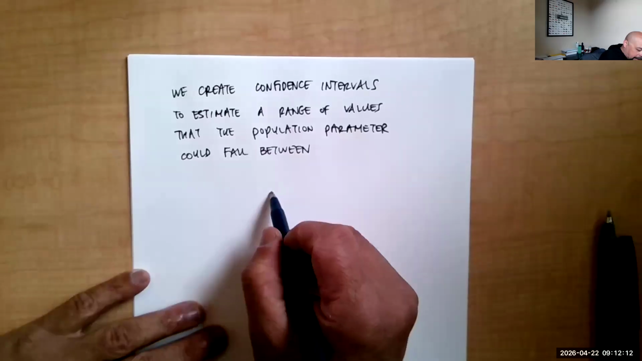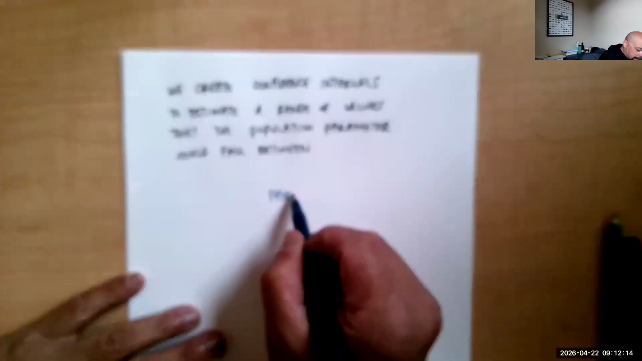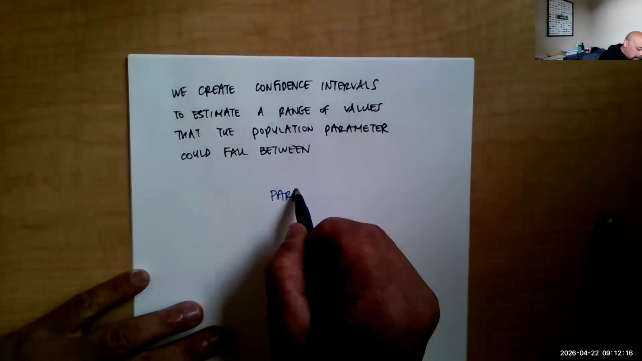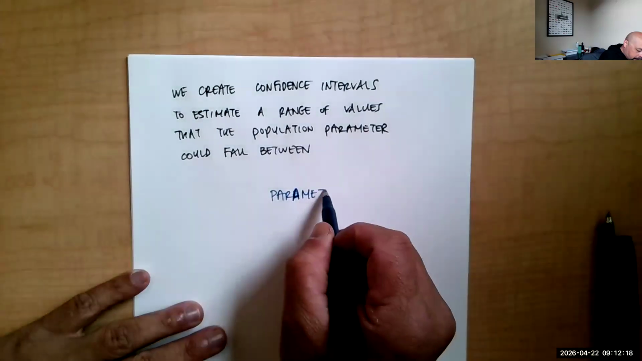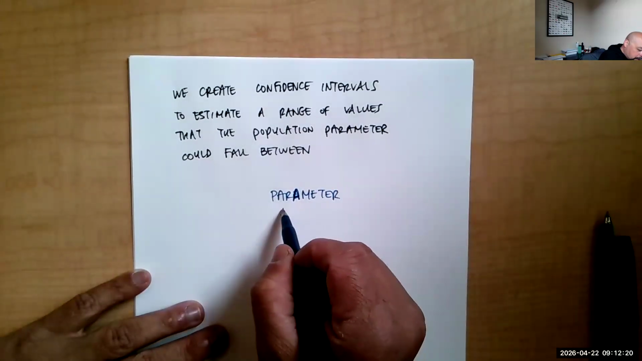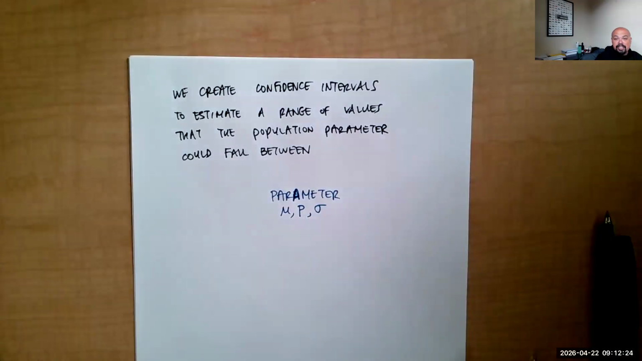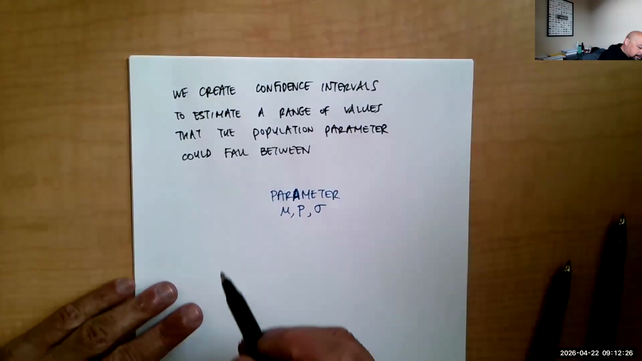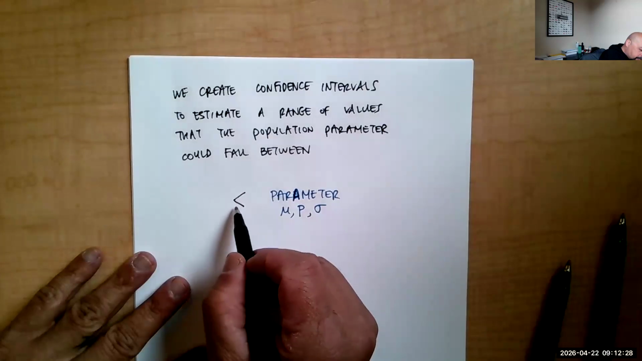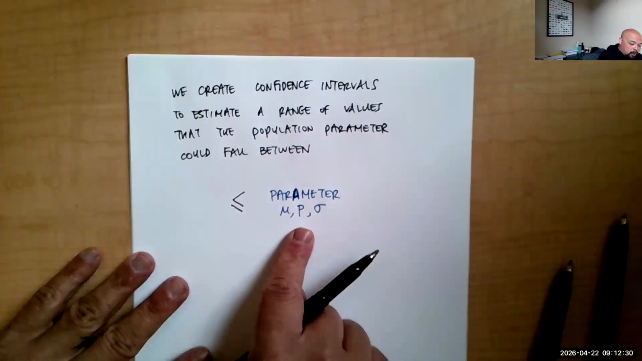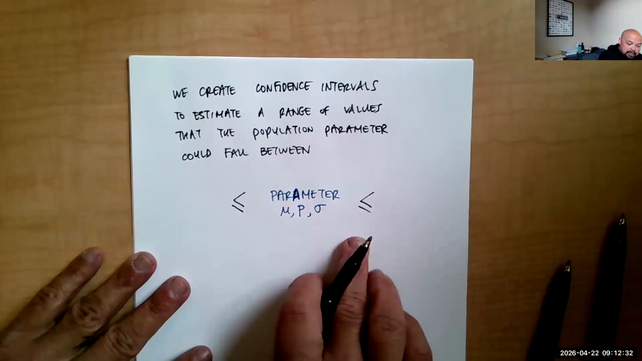And so our general setup here is that we have our parameter, that value for mu, for proportion, standard deviation, and so on. And we're going to set up this range of values that it can be above, greater than this quantity, or lower than this bound.